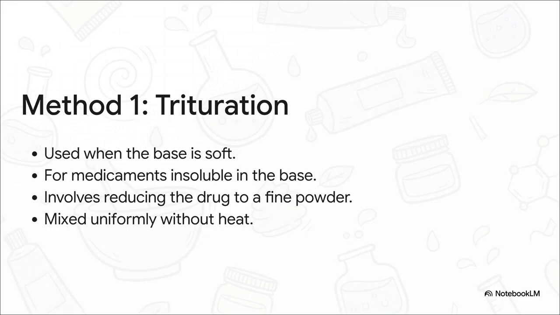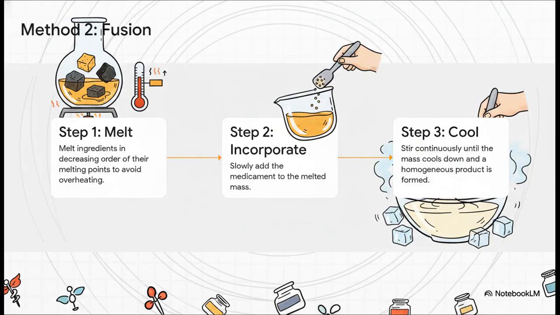You'd use this when you have a soft base and your drug is a solid that won't dissolve. The whole trick is to grind or triturate that drug into a superfine powder, then slowly mix it into the base. The big takeaway here? No heat involved. And method number 2 is fusion.